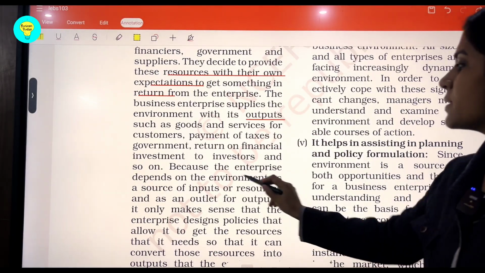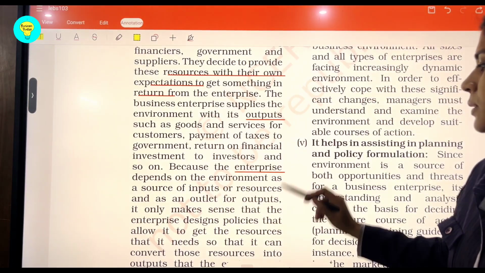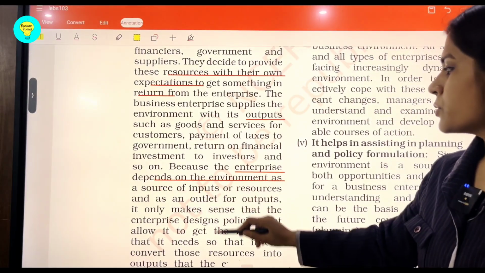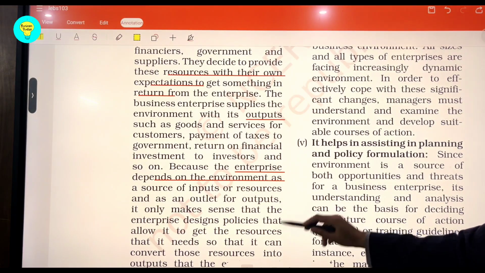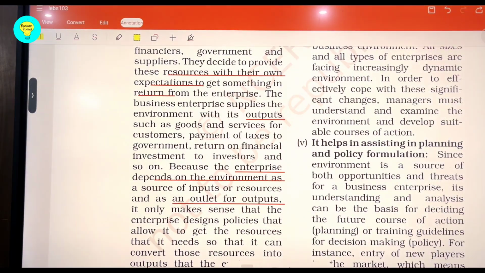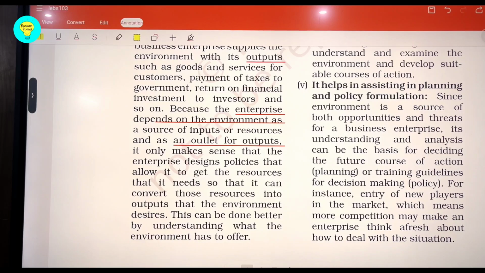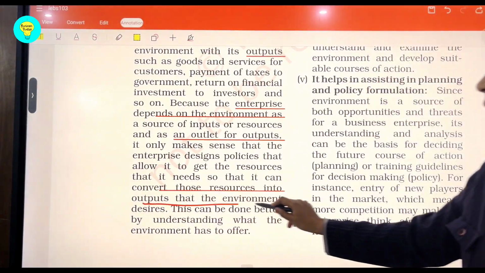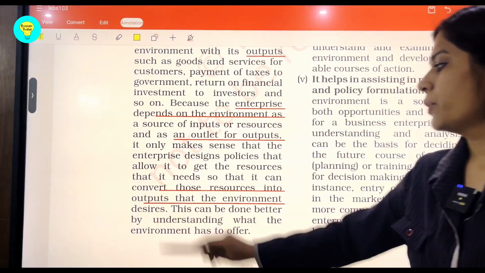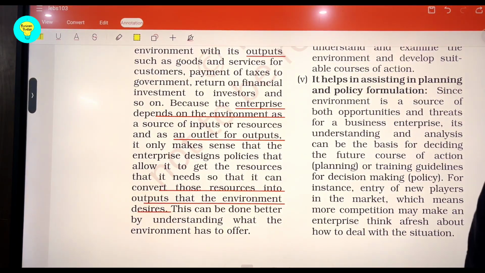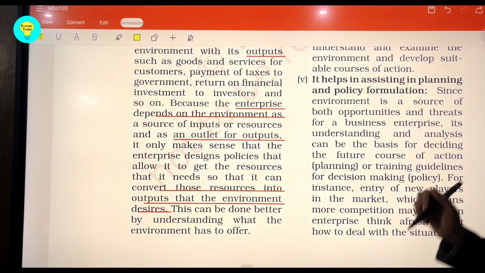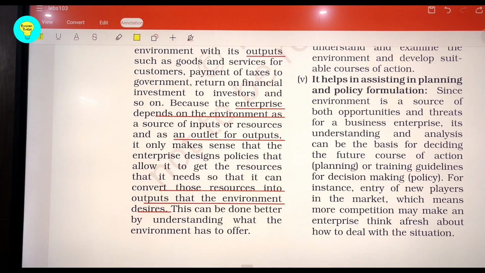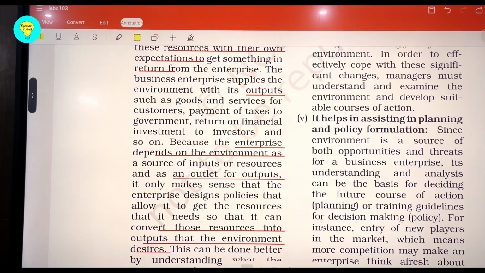Now, as any enterprise depends on its environment as a source of inputs, and also as an outlet for outputs, these resources can make sense only when the enterprise utilizes them properly and converts its resources into outputs the way the environment desires from them. So these lines are the important lines from where case studies might be formed, students. So you must remember that such things have been talked about in the particular point called R of OR in the acronym. So FB or WATS have been covered.